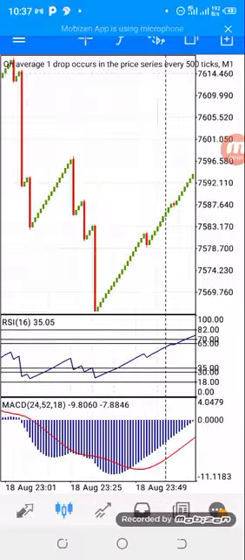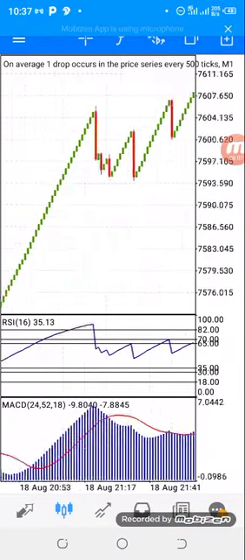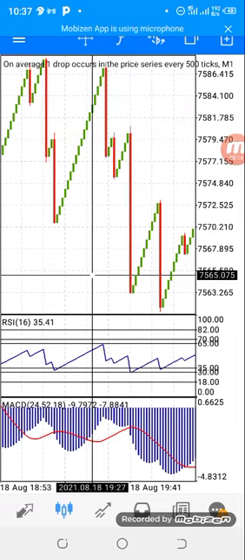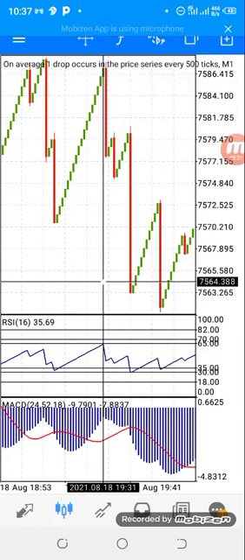Now looking at this level, if you look at this level, our MACD is below zero level. As at the time the MACD is below zero level, we have a touch of 65. So immediately we have this touch, don't wait for the candle to close. Place your trade immediately.